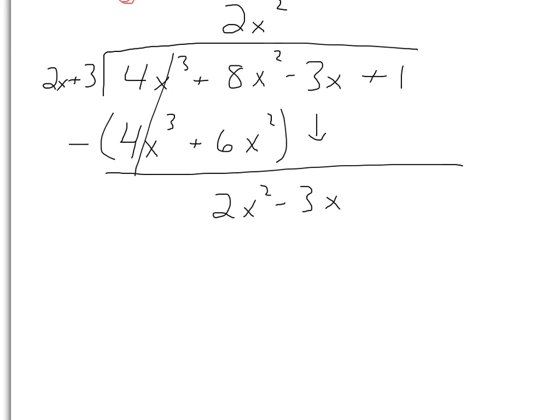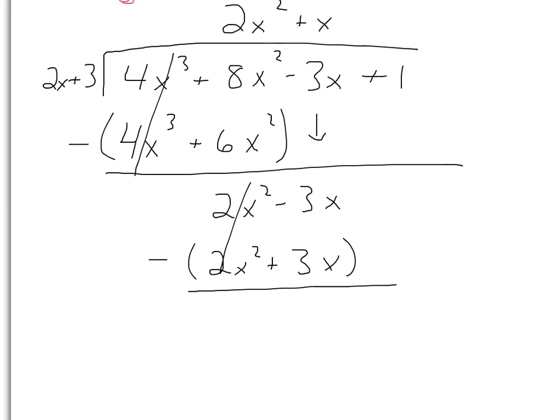Alright, so how many times does 2x go into 2x squared? That's just going to be x times. So x times 2x is 2x squared, and x times 3 is 3x plus. Subtract that whole thing. These guys are gone. Negative 3 minus 3, that's negative 6x. And then bring down the 1, plus 1.